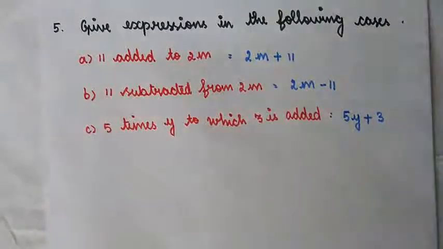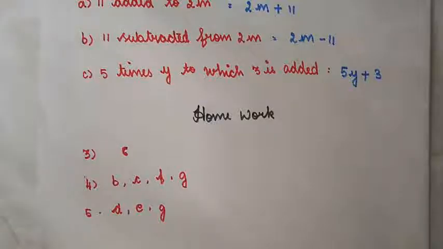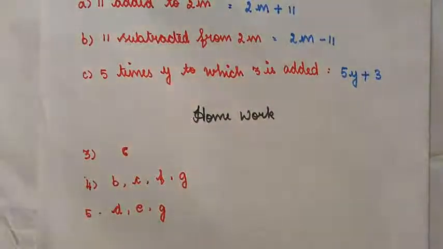Next, let's see the homework sum. This is your homework. In exercise number 11.3, third sum, you have to do subdivision C. In the fourth question, you have fourth subdivision B, C, F and G, and fifth question D, E and G. Okay, thank you students.